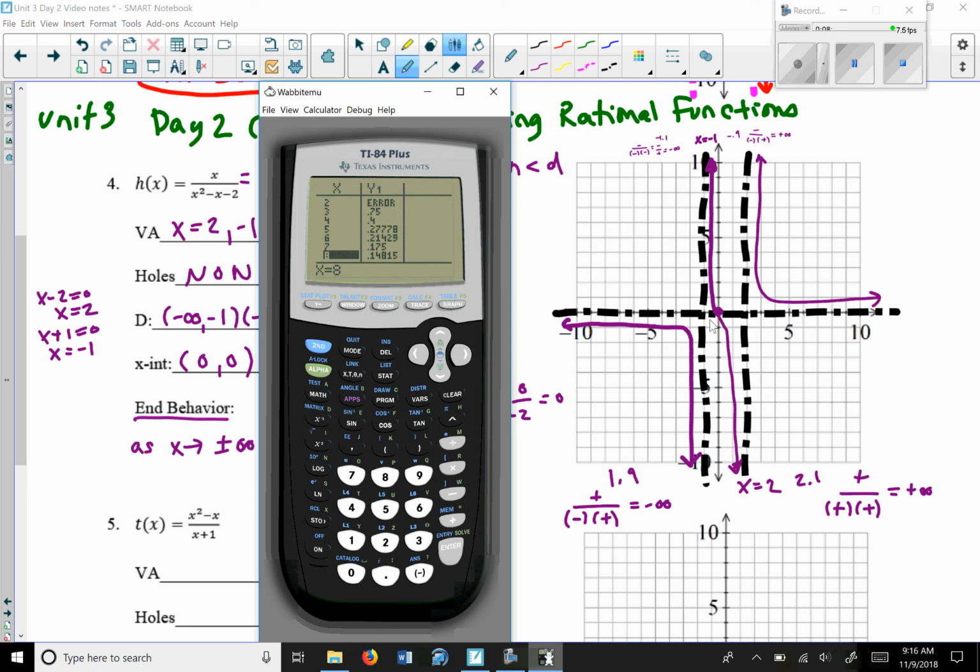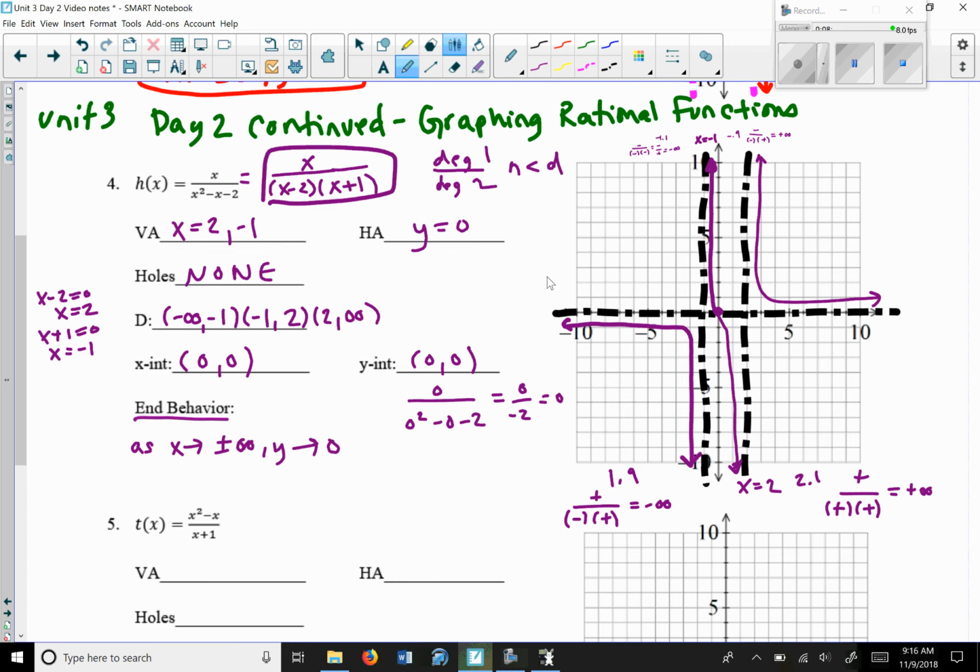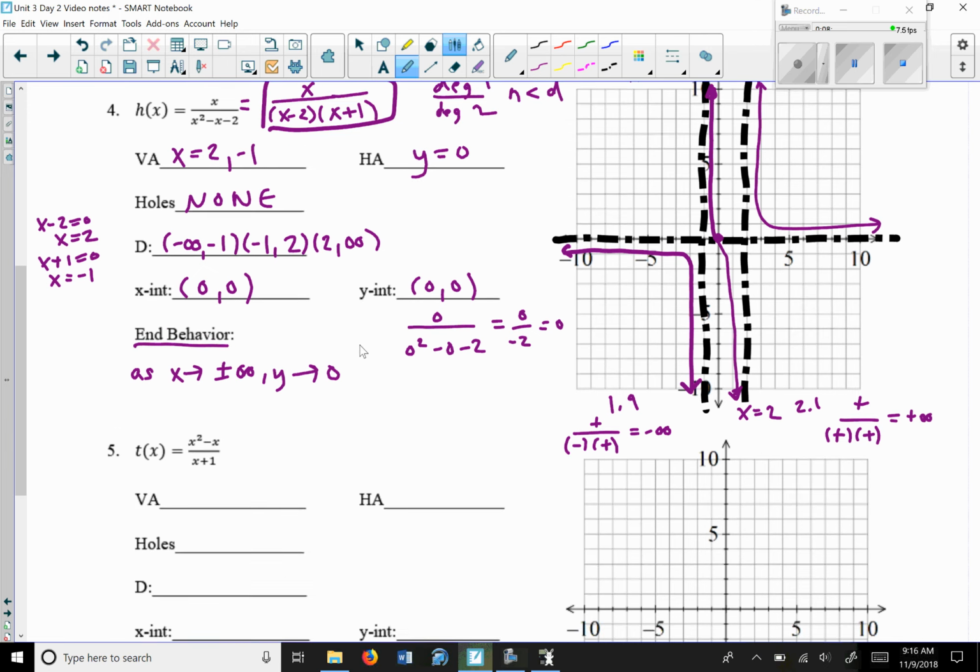So I use the big little concept to help me with that. But again, you are always welcome to plug in points for x and figure out the xy coordinate and then plot them. It just, like I said, may take you a little bit longer. So let's go ahead and look at the next function.